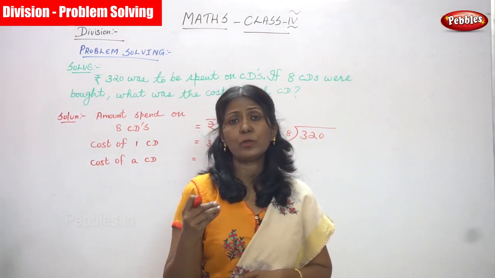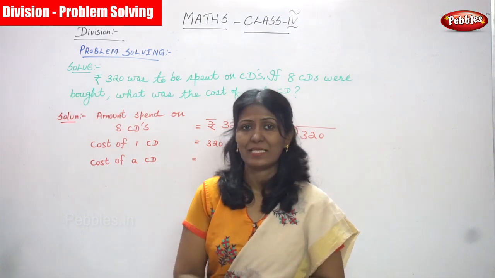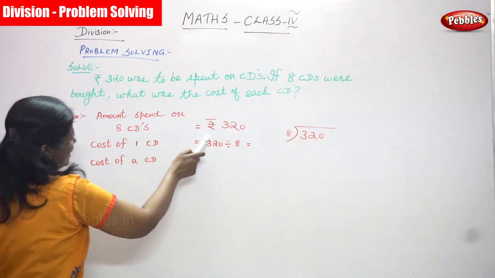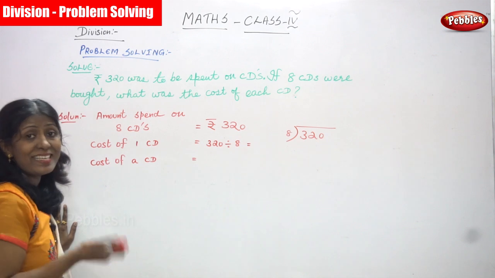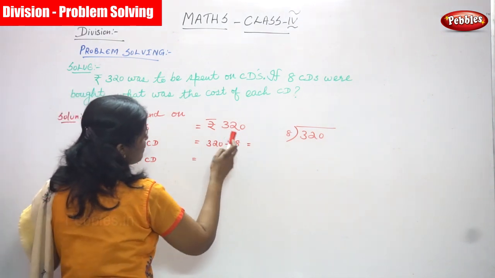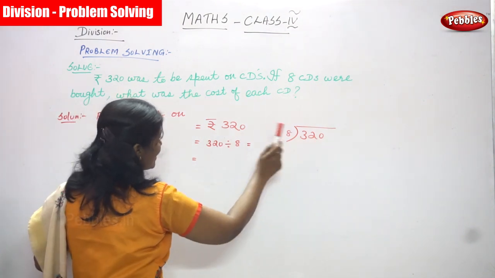So they have to find out the cost of each CD. That means the cost of one CD. That is what you have to find. That is the question. So the amount spent on 8 CDs is rupees 320. Cost of one CD, that means one CD or each CD, both are similar. So 320 is divided by 8.